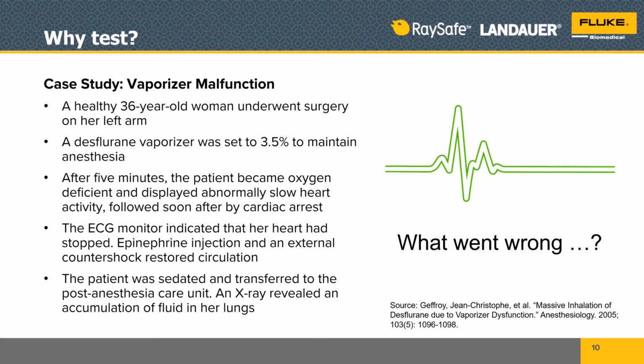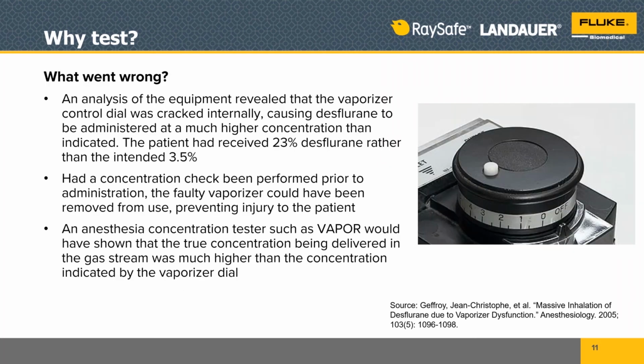So how did that happen? This is a rather healthy person. Well, she got over-administered. What they found was that the equipment had been broken, where there was a crack internally, causing the desflurane to be over-administered at 23% instead of 3.5%. Had a check been done prior to that patient going under, they would have found that.